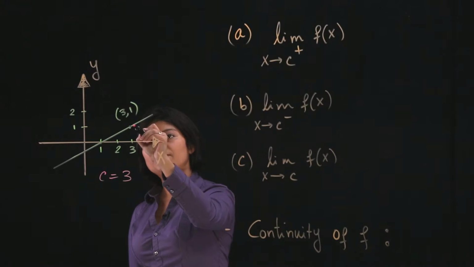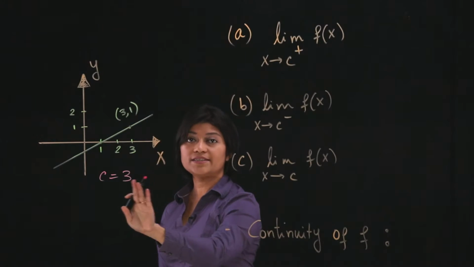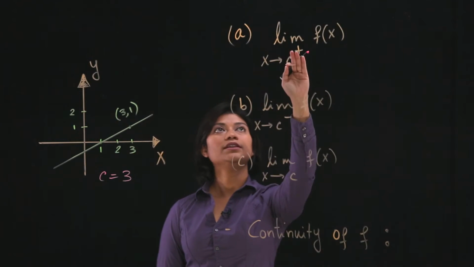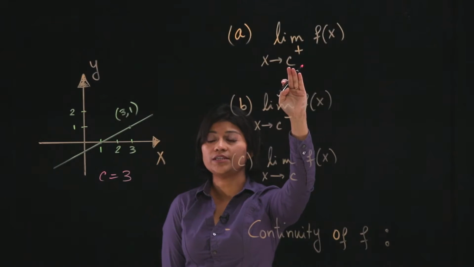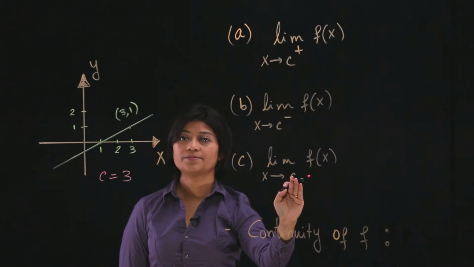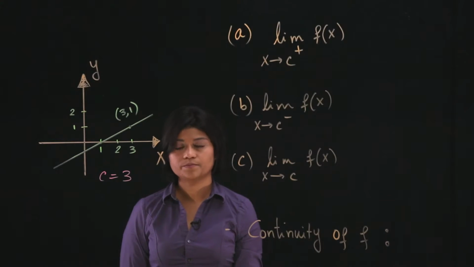For example, we have this point on the graph, (3, 1), and we also have that c is equal to 3. We have to compute the limit of this function as x is approaching c from the right side, from the left side, and from both sides. And finally, we have to discuss the continuity of this function.